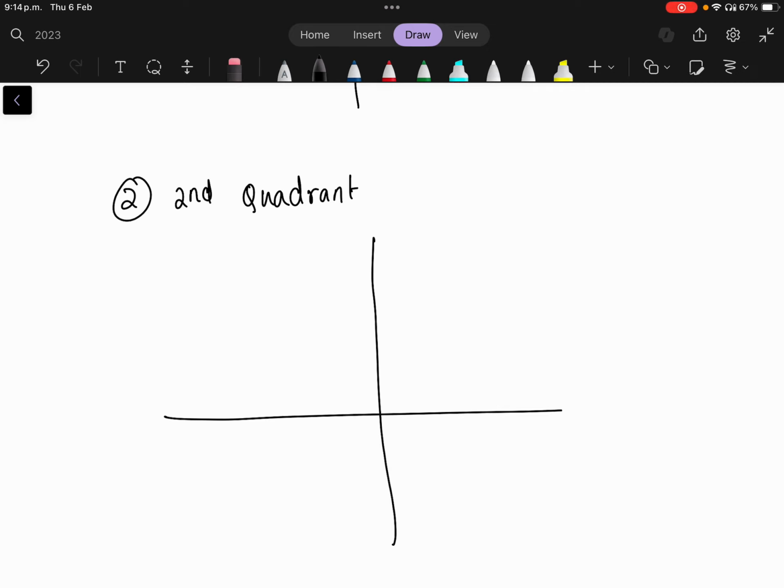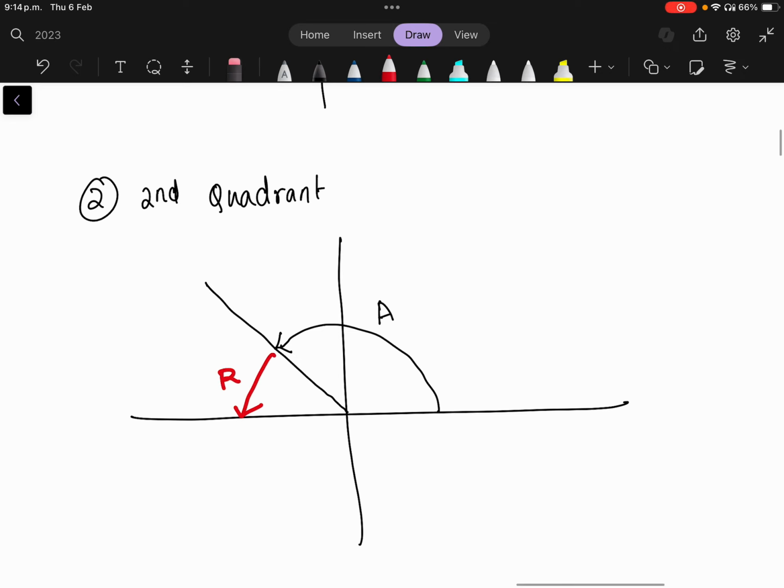In the second quadrant, if the line is like this, the angle is always measured from the positive direction of the x-axis. So this is the angle A. Now what is the reference angle? The reference angle is this one. How do we find the reference angle? The reference angle can be found by 180 minus A, because the full angle here is 180 degrees. So here it will be 180 minus A.